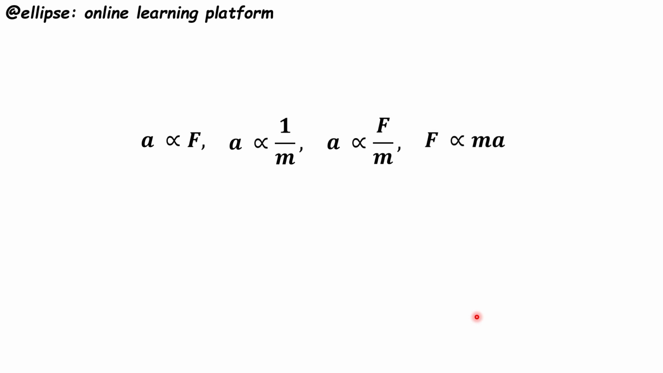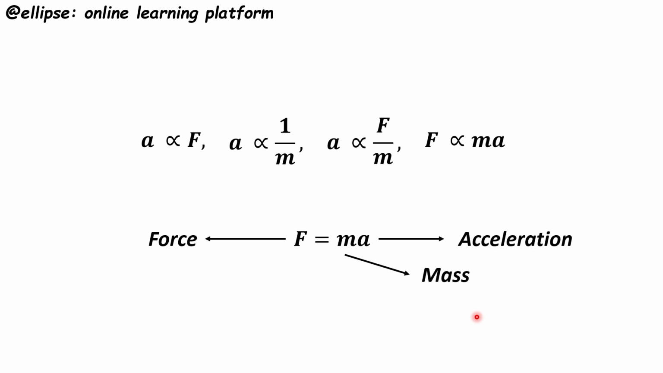We can express this relationship mathematically using the formula F = ma, where F is the force applied, m is the mass of the object, and a is the acceleration produced.